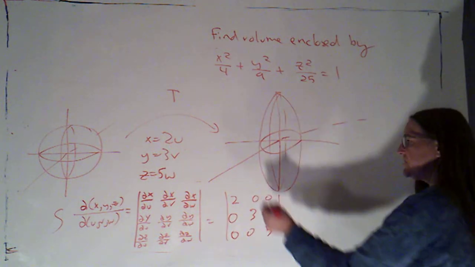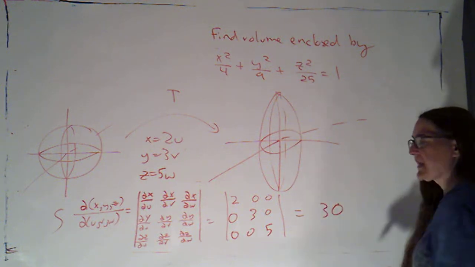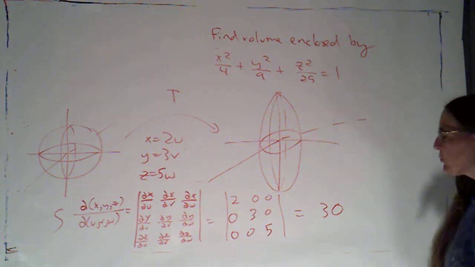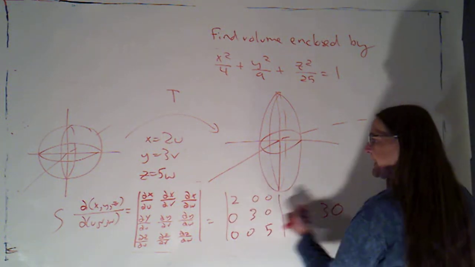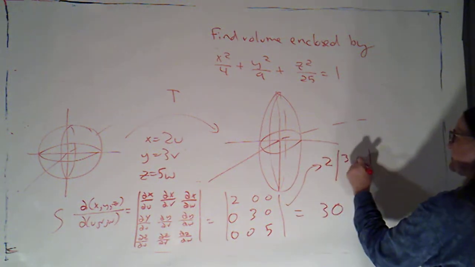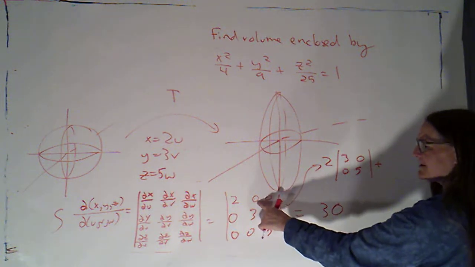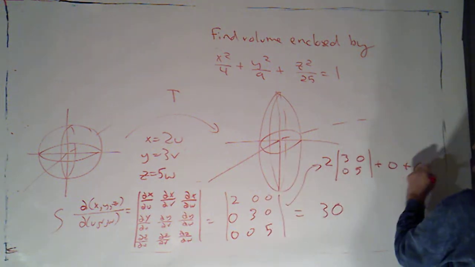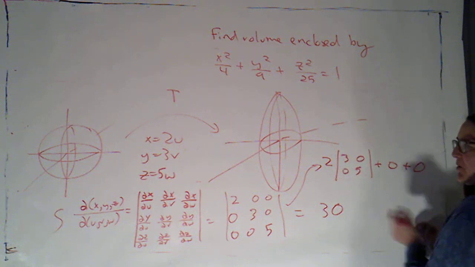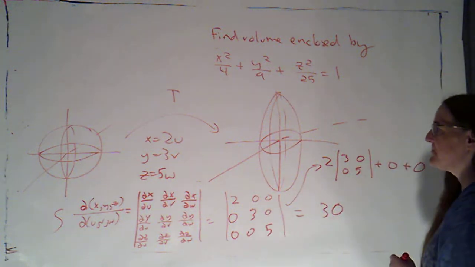The determinant is just 2 times 3 times 5. It's 6 times 5, which is 30. It's a nifty shortcut if you have a diagonal matrix. To see why that works, notice that if I were to expand along the first row, I would get 2 times the determinant of the 2-by-2 matrix with 3, 0, 0, 5, plus 0 copies of something plus 0 copies of something. But this determinant is just 3 times 5. So I end up just getting 2 times 3 times 5, which is 30.